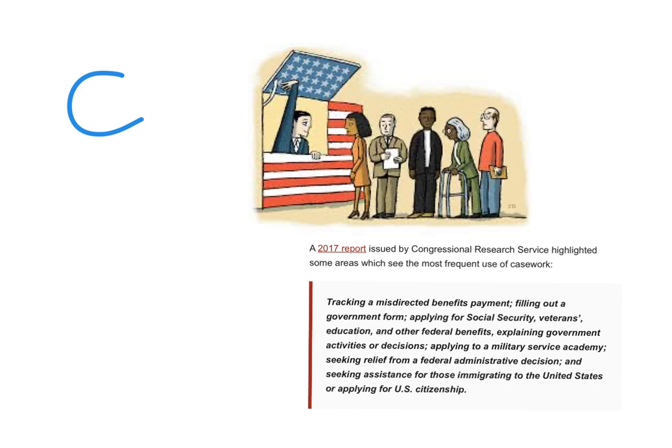And you can see there a 2017 report by the Congressional Research Service said that casework was most frequently required for the following issues: misdirected benefits payments, help with filling out government forms, applying for Social Security, veterans issues, education, federal benefits, explaining government activities or decisions, so people requesting an explanation from their representatives, help with application to a military service academy, and it says there finally, those seeking to apply for US citizenship.